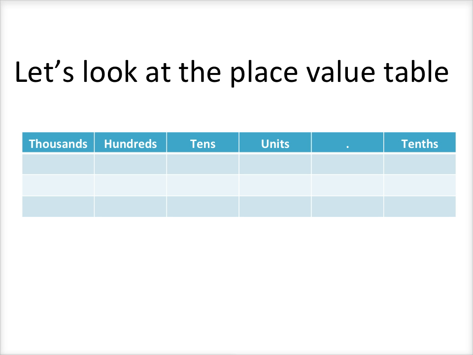Let's have a look what's happening in our place value table when we multiply by 10. If you remember, each column in the place value table is 10 times bigger than the last one. So this means that 10 units make 1 ten, 10 tens make 100, and 10 hundreds make 1,000, and so on.